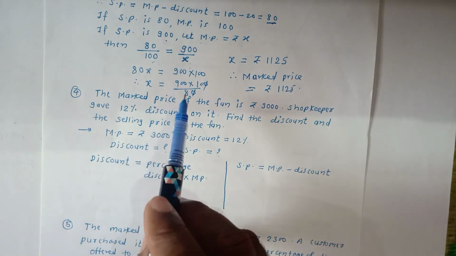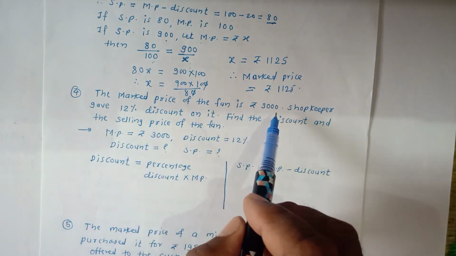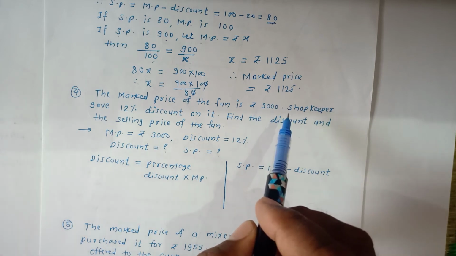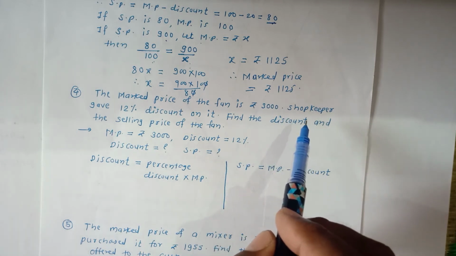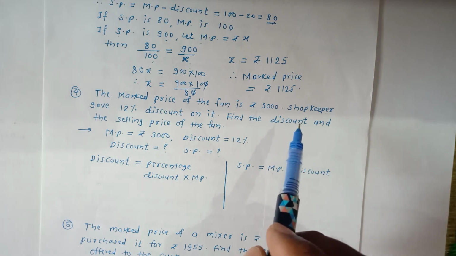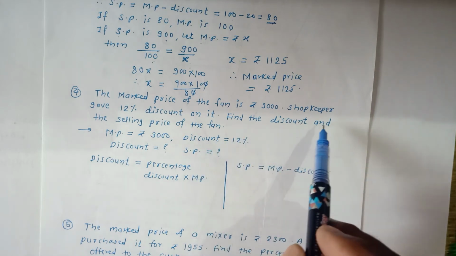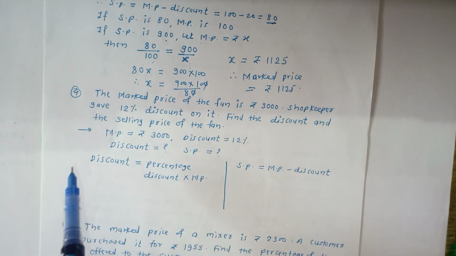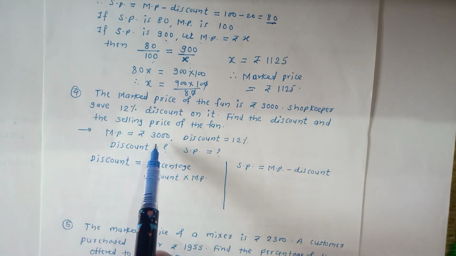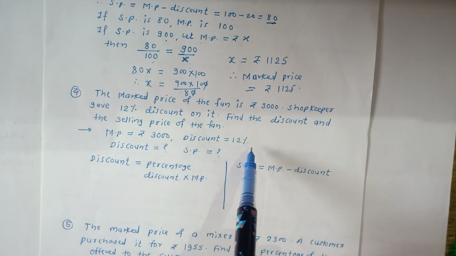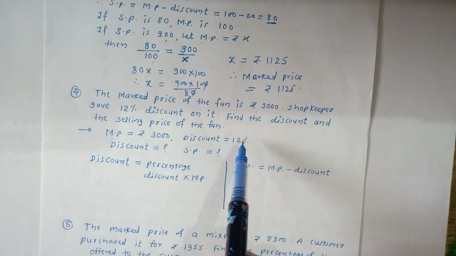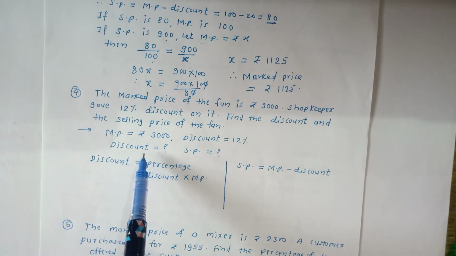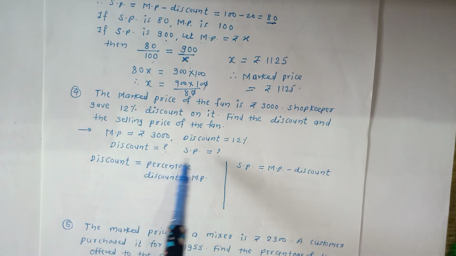Now example number 4. The mark price of a fan is rupees 3000. The shopkeeper gave 12% discount on it. Find the discount and the selling price of the fan. Here mark price is given as rupees 3000 and discount is 12%. Percentage discount is given, and we have to find the actual discount and the selling price.